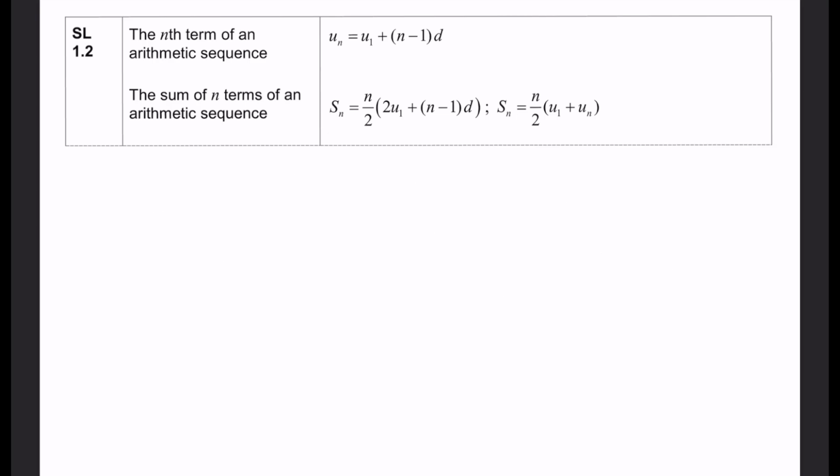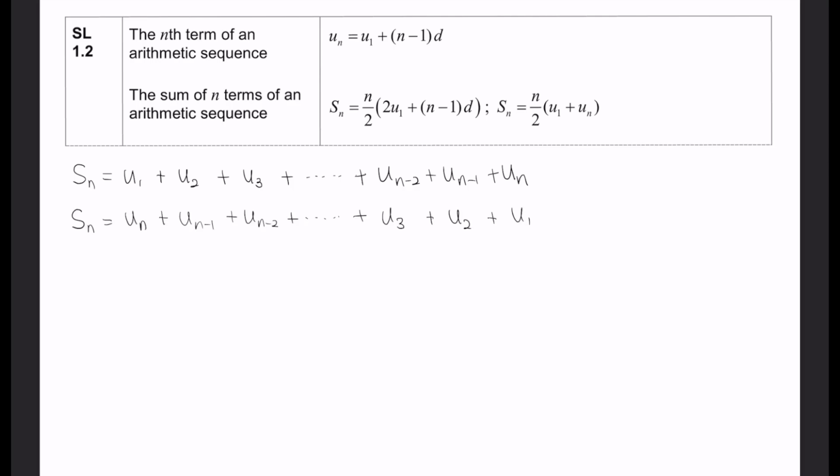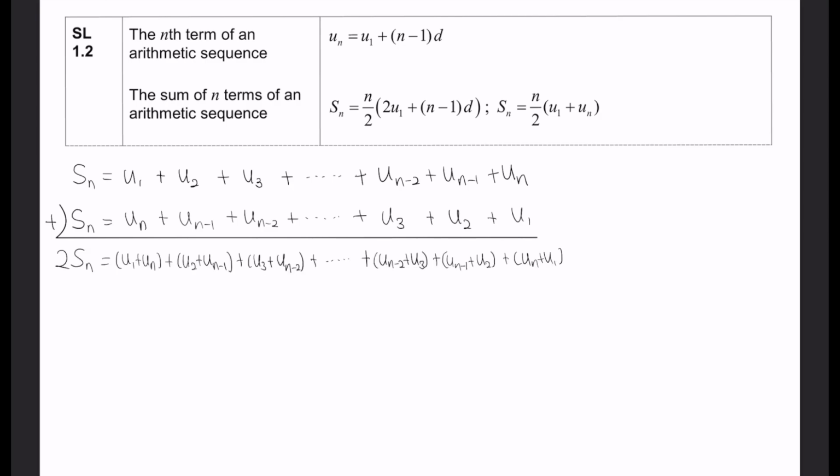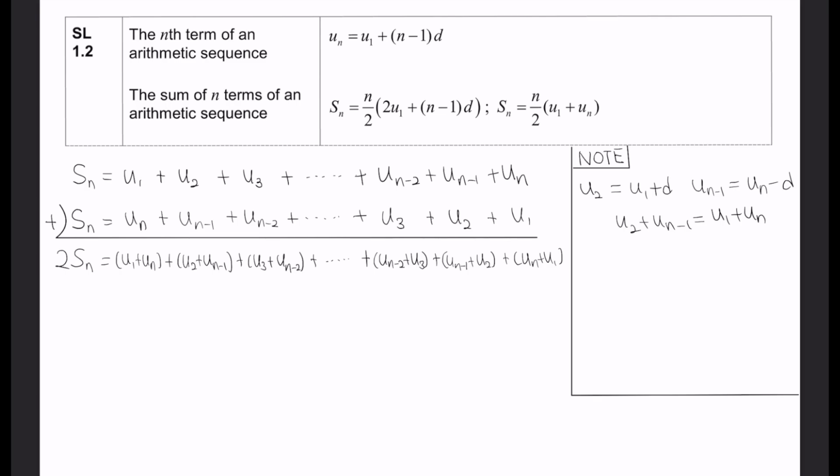For the sum of n terms of an arithmetic sequence, the trick is to rewrite the expression for Sn, except this time from the back, starting with un. If we add these two equations together, we get the following expression. Now, note that u2 is u1 plus d, and un minus 1 is un minus d. This means that u2 plus un minus 1 is equal to u1 plus un.